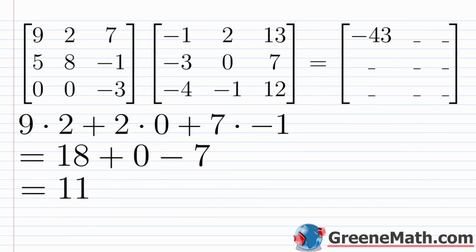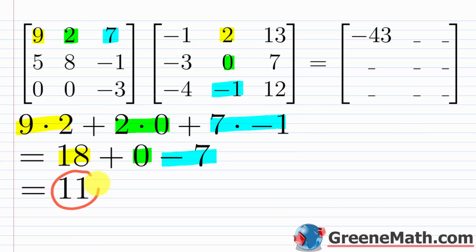All right, continuing. Now we're going to work with row 1, column 2. So this guy right here. And essentially, we're working with this row and this column. That's all we're doing. So we're going to do 9 times 2, that's 18. Slide down, we're going to do 2 times 0, obviously that's 0. Slide down again, we're going to do 7 times negative 1, that's going to be negative 7. So basically you would have 18 plus 0, which is 18, minus 7, which is going to be 11. So once again, this guy right here is going right there.